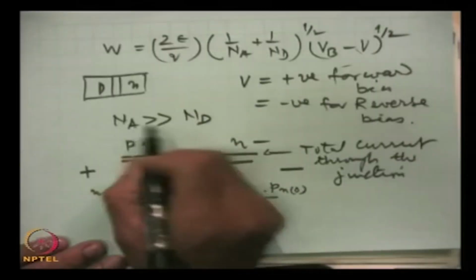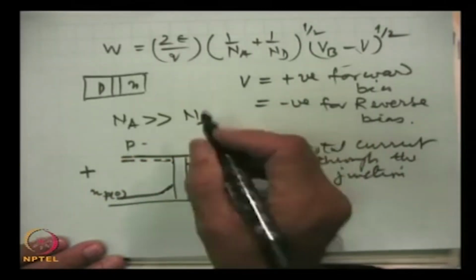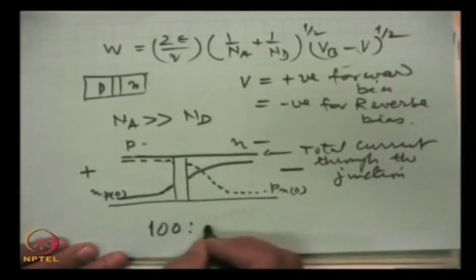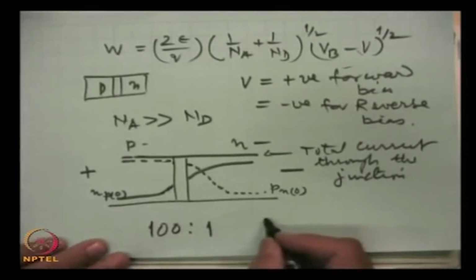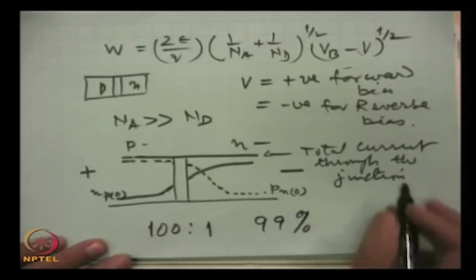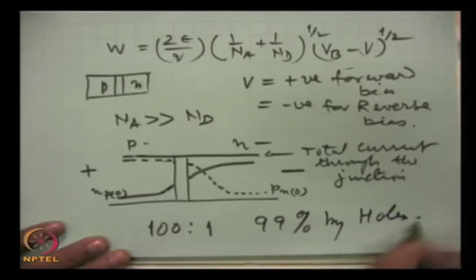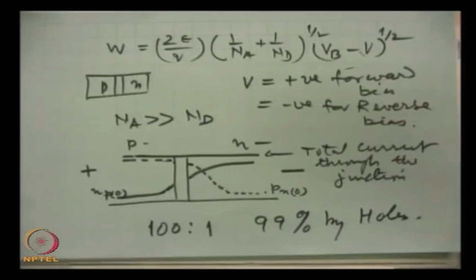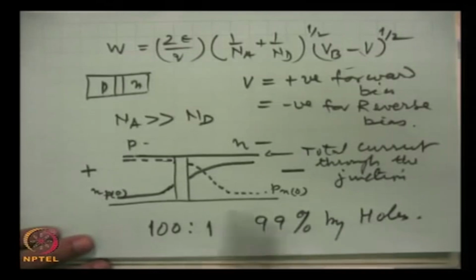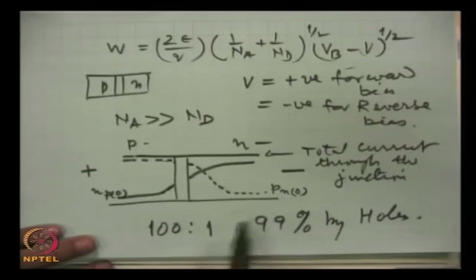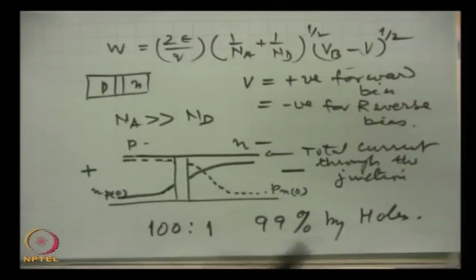current. If we take that this N A and N D concentrations are in the ratio 100 versus 1, then 99% current will be by holes and only 1% will be of electrons, and major portion of current is by holes. So, major portion of current is the diffusion current.